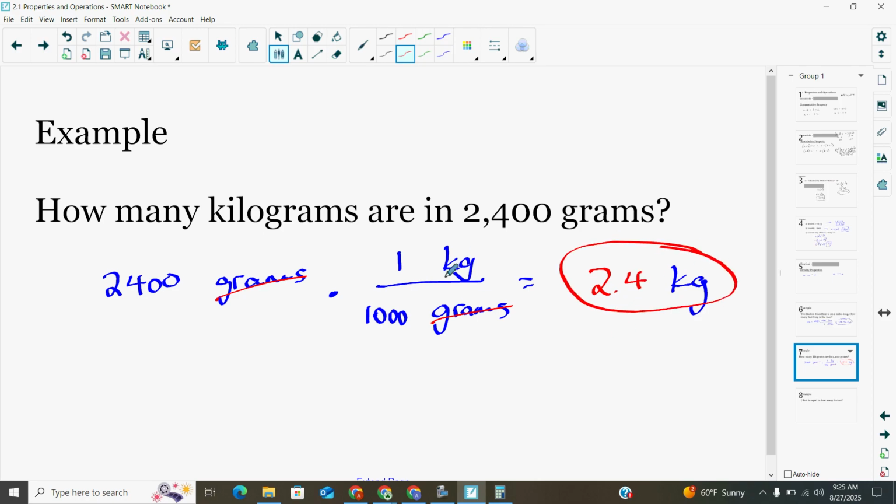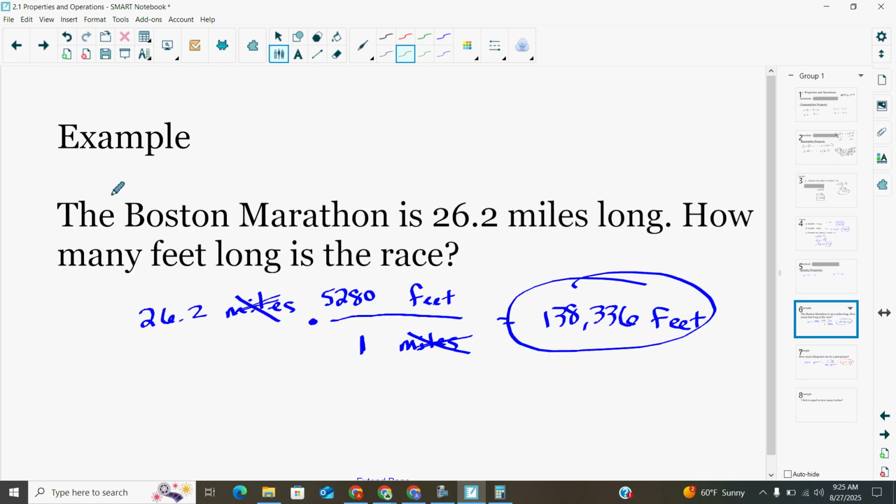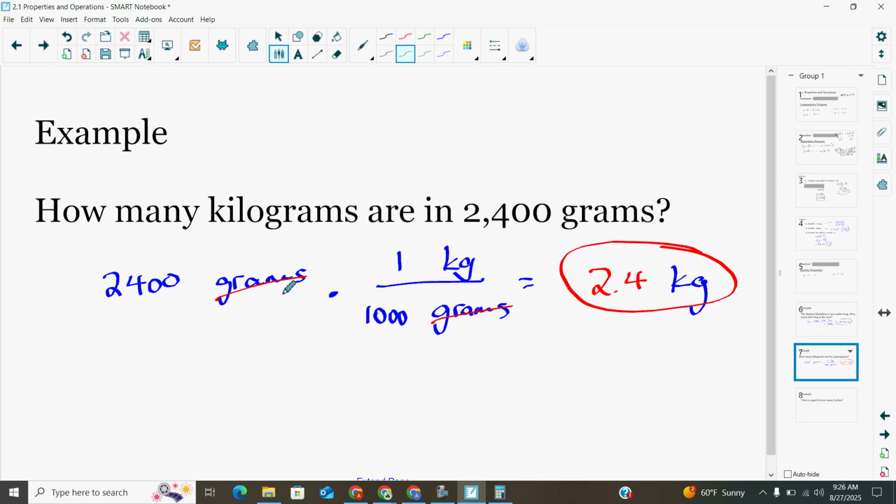So that's why it's important to keep track here. A lot of times people just get in the habit of, well, 26.2 times, I always multiply. Well, we don't always multiply. Sometimes you divide. And this is the reason why. Grams cancel. The grams was on the bottom. That 1,000 is on the bottom, so we divide by 1,000.